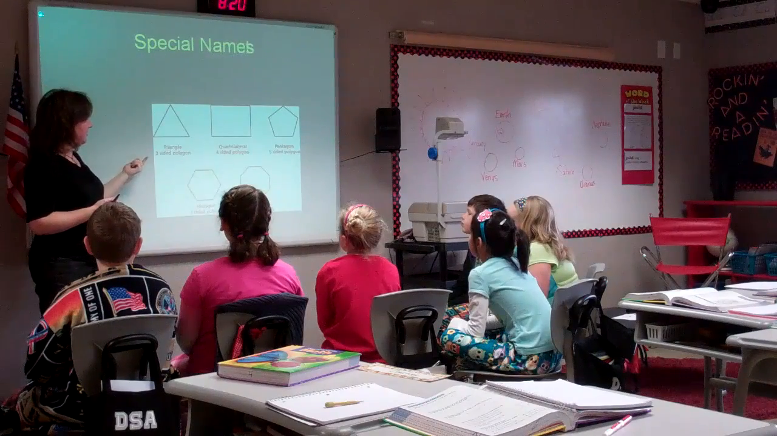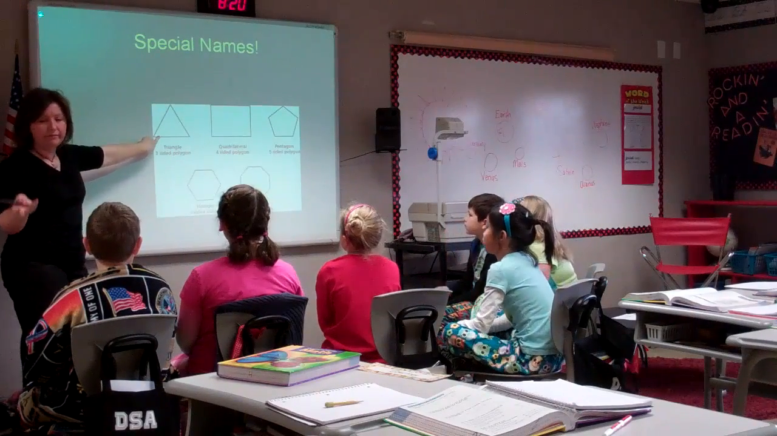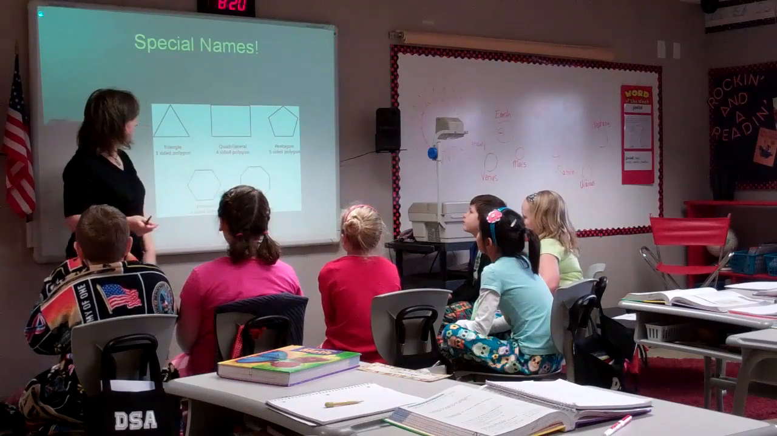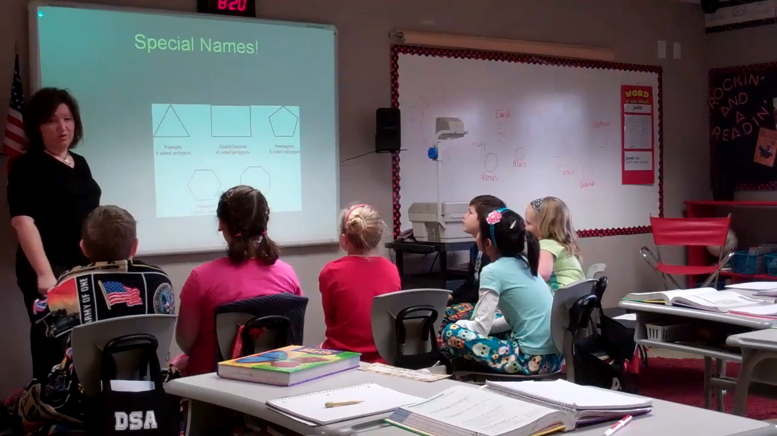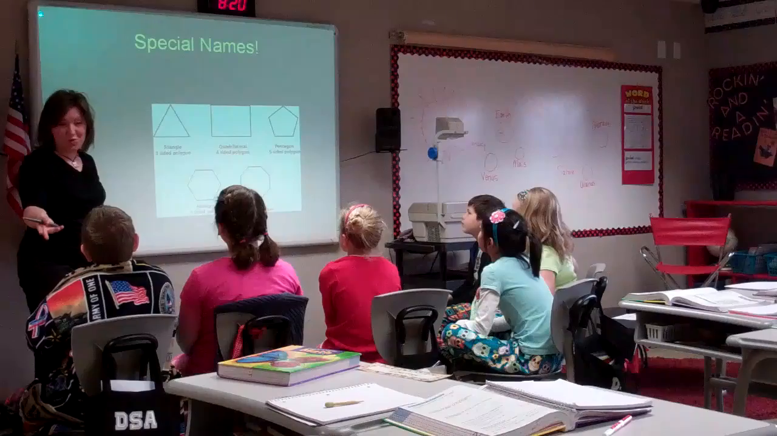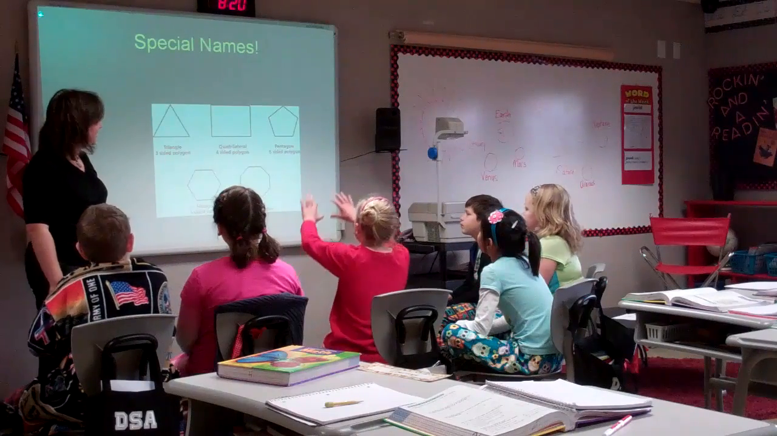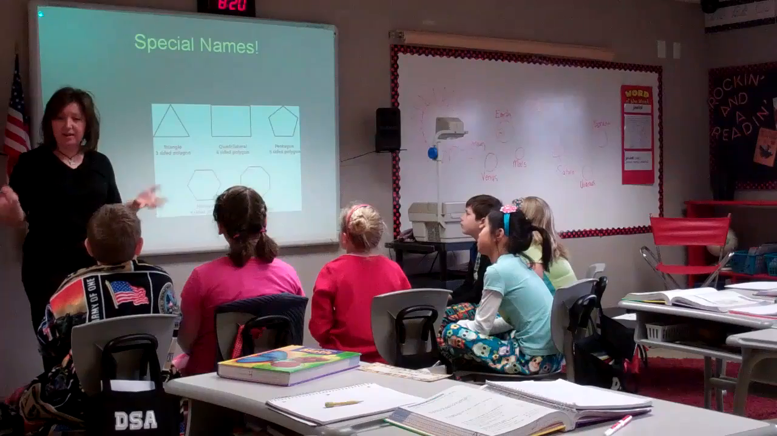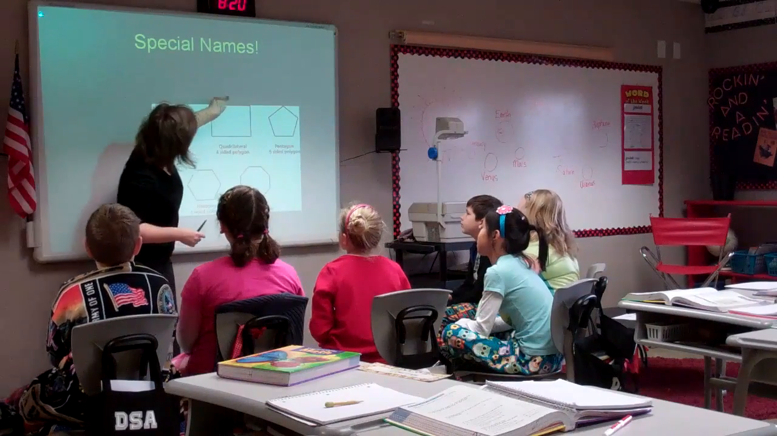So polygons can have special names. This one's called a what? Triangle. Again, that's old business. You know that. What about this one? Rectangle. A square. We would call it a square most of the time. It has a special name. It's called a quadrilateral. You know why it's called that? Because all 4 sides are the exact same size.